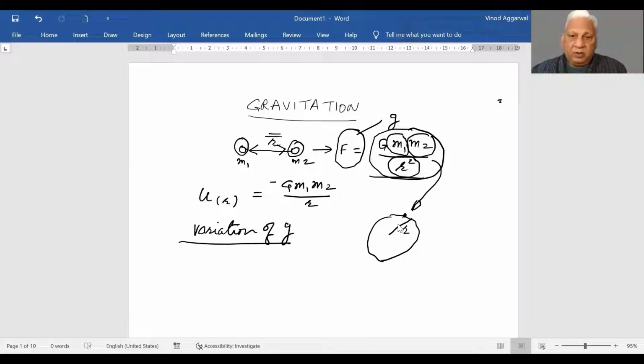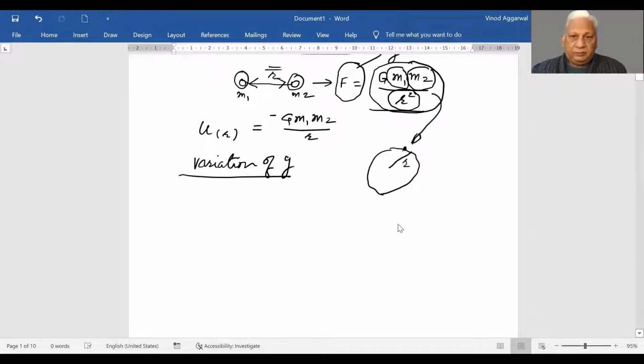Now what happens if we go away from Earth? Okay. Let us say we are at a point P, which is at a height h from the surface of Earth. Okay. Then what will be the force of attraction? Gravitational force.